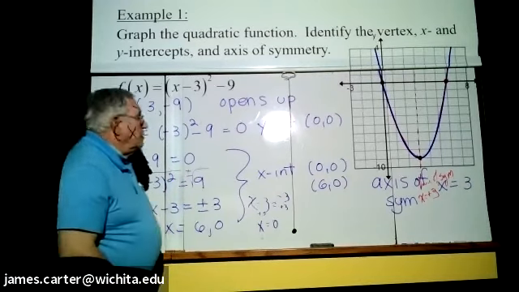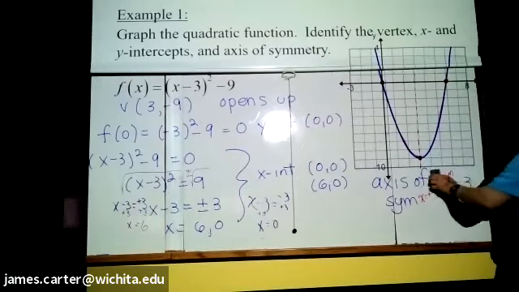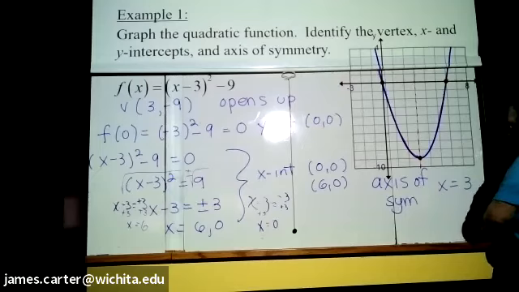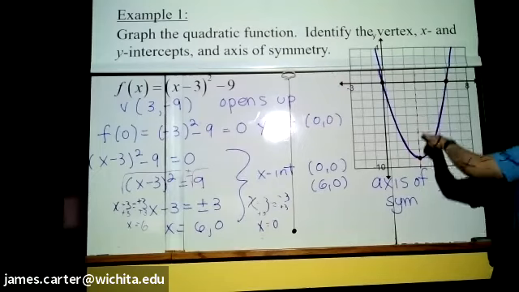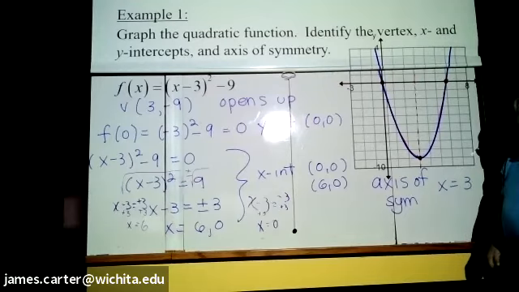Okay. So my axis of symmetry, which they've written out, I can erase my scribbles, is the equation x equals 3. I like to notate the axis of symmetry with a dashed line, but that's kind of up to you. You don't have to.